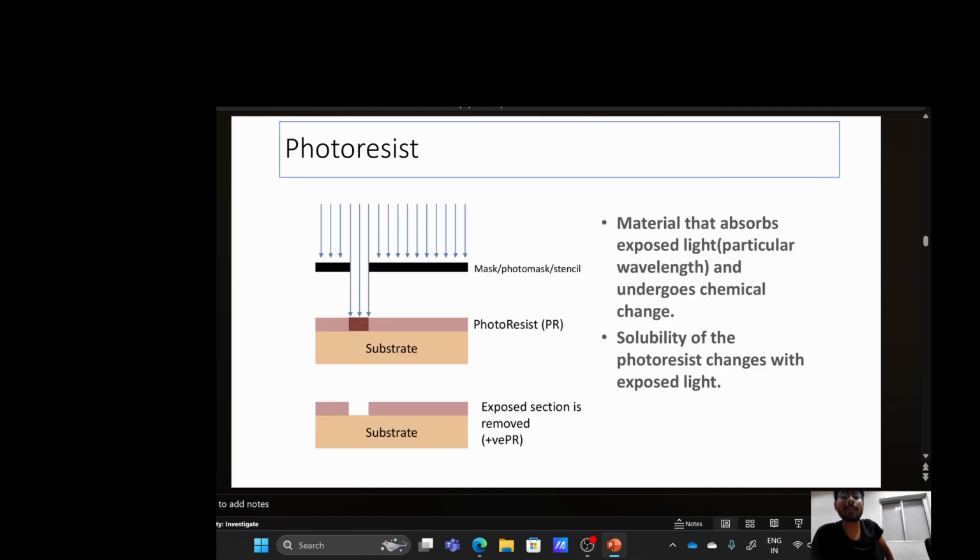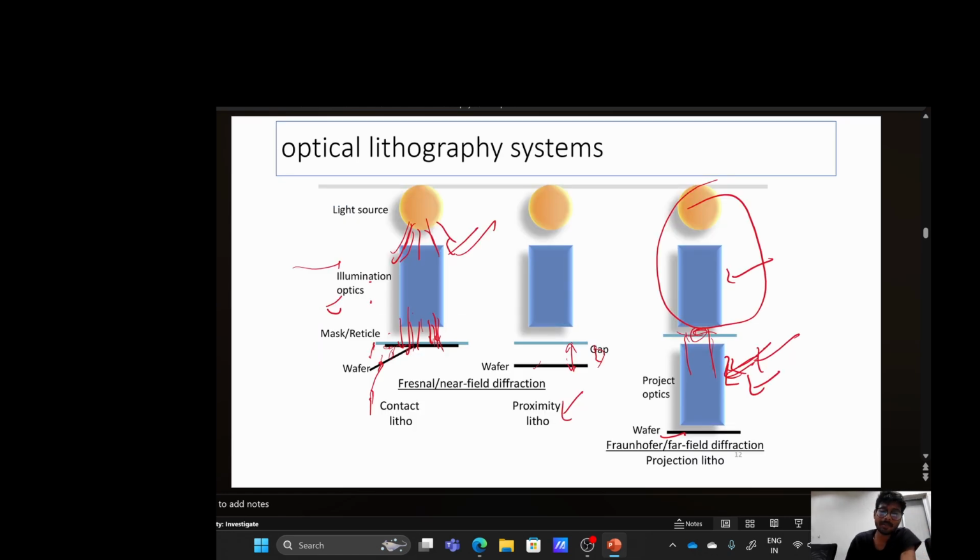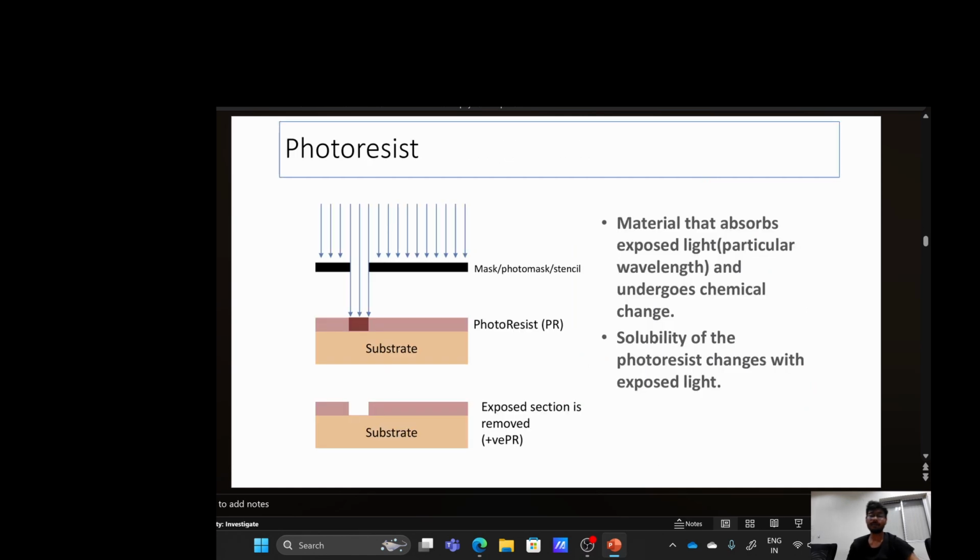Now let's talk about the photoresist. We will see the physics of the illumination optics and the projection optics a bit later. So in photoresist, why do we use the photoresist first? What are the properties these photoresists have?